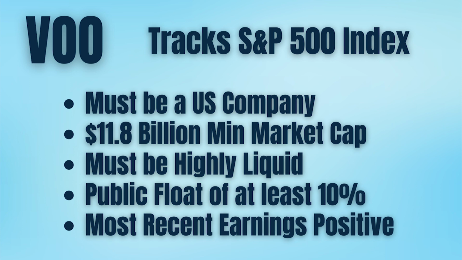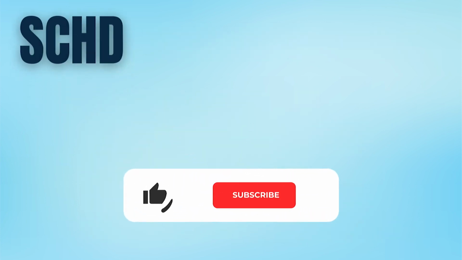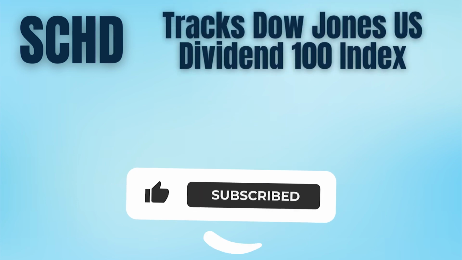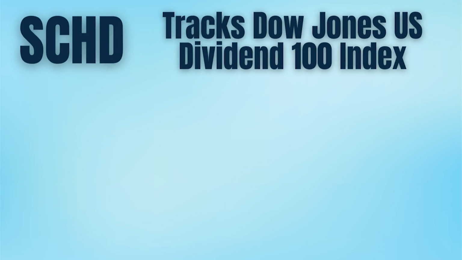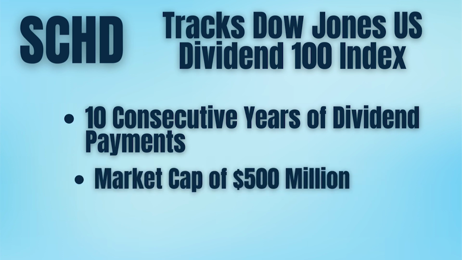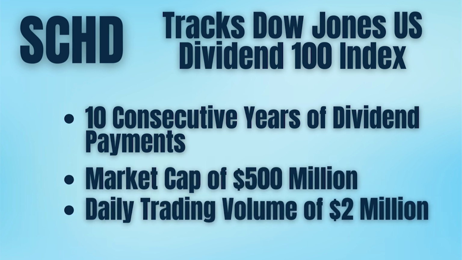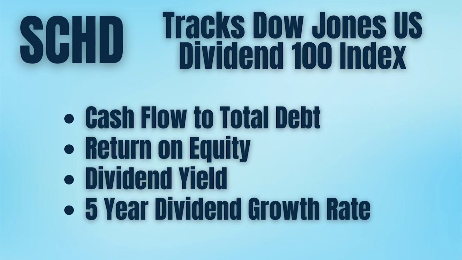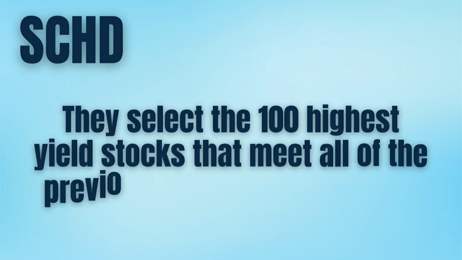Notice that with this methodology, there is no mention of dividends. VOO does pay dividends to its shareholders, but it's not a factor for inclusion in the fund. SCHD also tracks an index, but in this case, the fund's goal is to track as closely as possible the total return of the Dow Jones US Dividend 100 Index. To be eligible for the SCHD fund, a company must have a history of at least 10 consecutive years of dividend payments, have a $500 million market cap, and a daily trading volume of at least $2 million. After those criteria are met, the fund managers look at the best combination of cash flow to total debt, return on equity, dividend yield, and 5-year dividend growth rate, and select the 100 highest yielding stocks among the qualifying group.